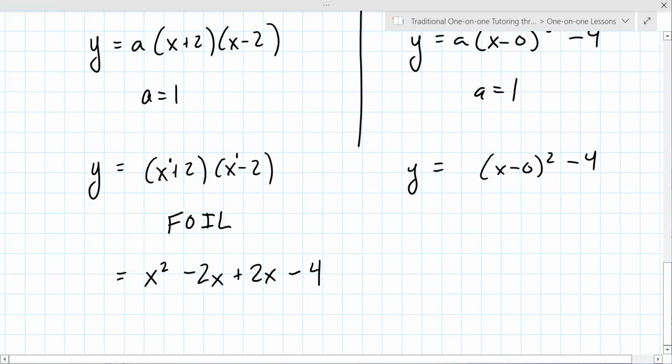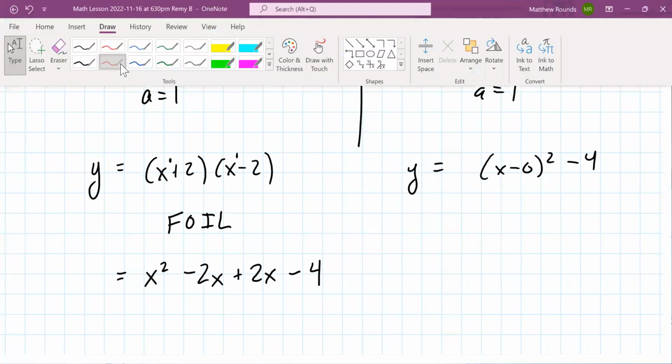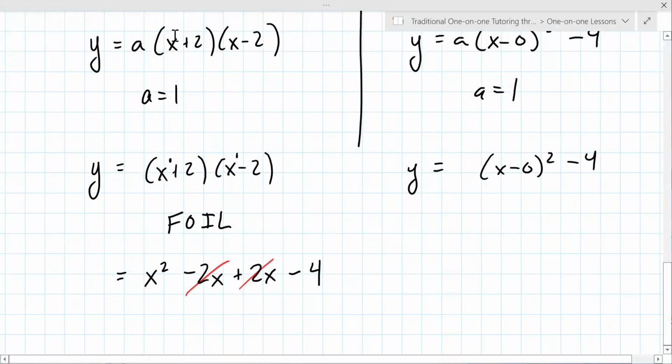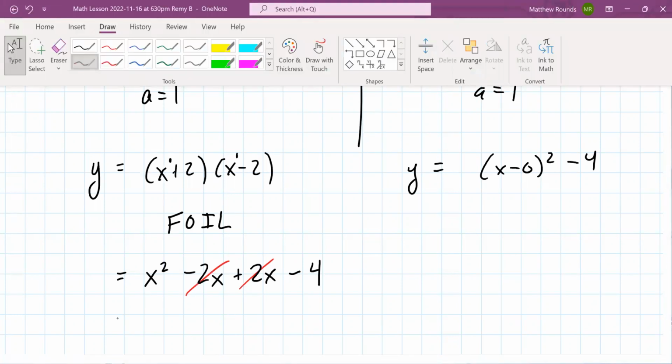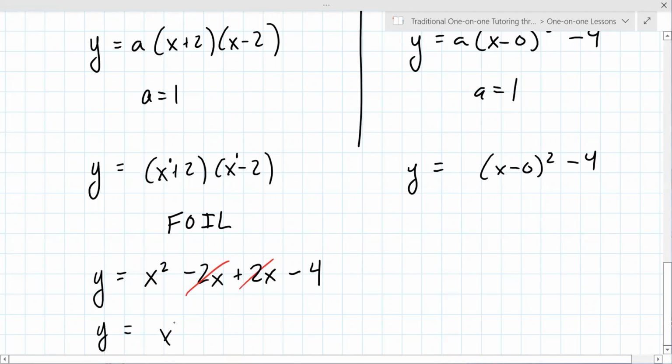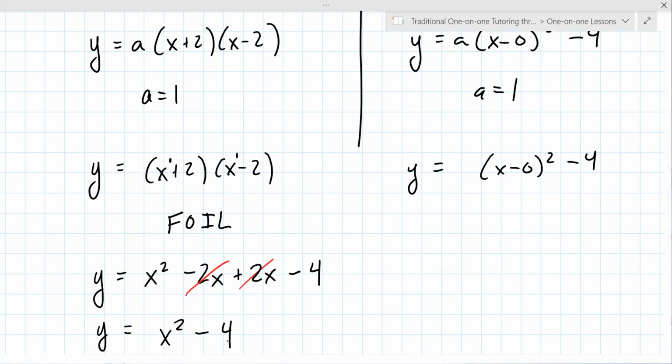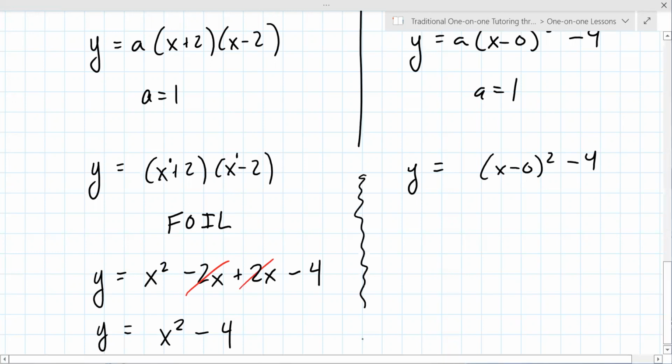Does anything cancel? How about minus 2x plus 2x? They cancel because they're opposite in sign. So what are you left with? X squared. You want to say x squared, not x2, because that could be interpreted differently. X squared minus 4. Okay, so on the right here, we have to show that they get to the same place. The right is much, much simpler.